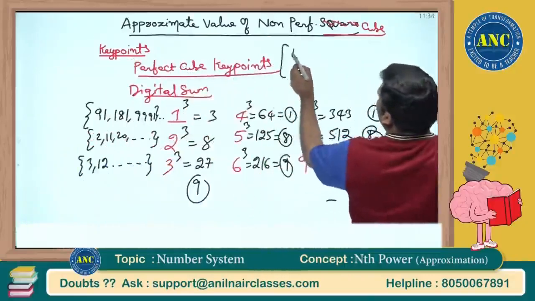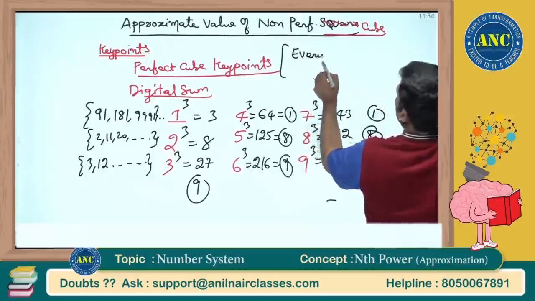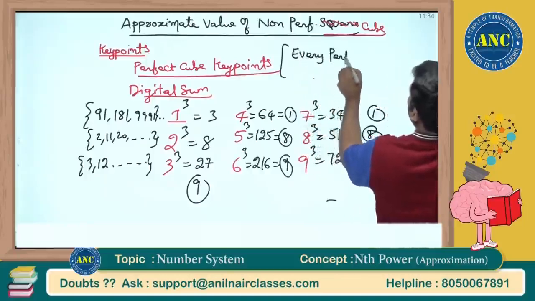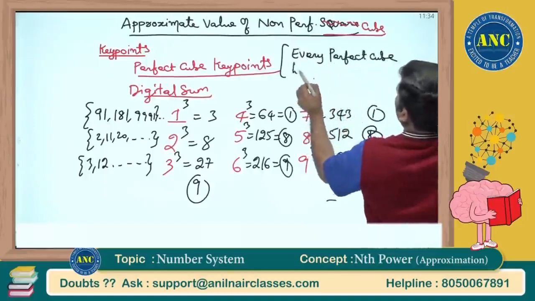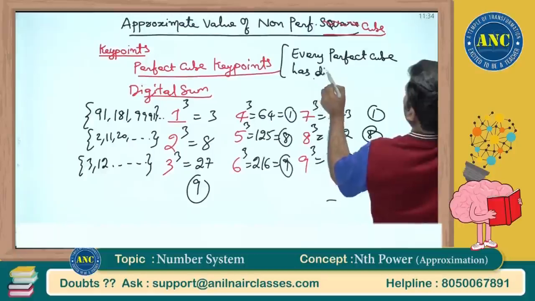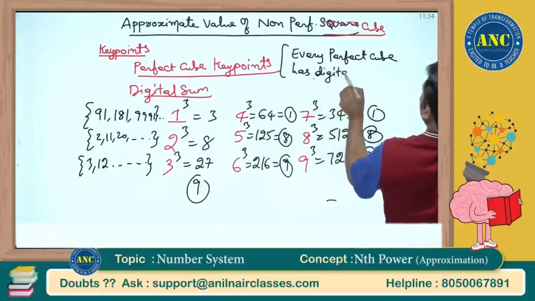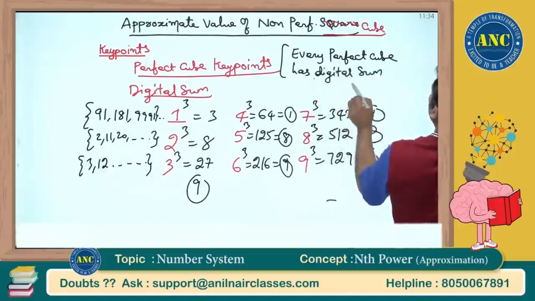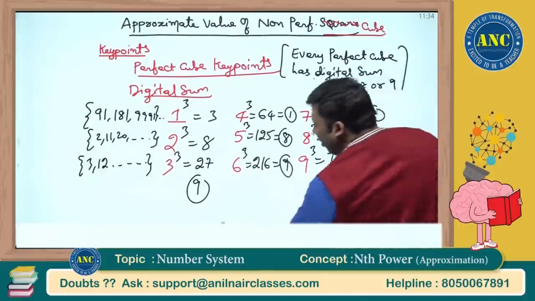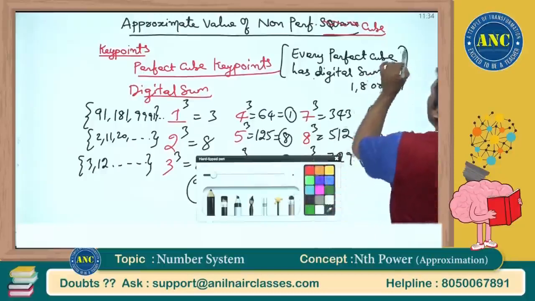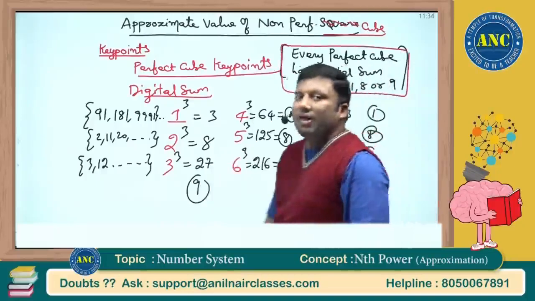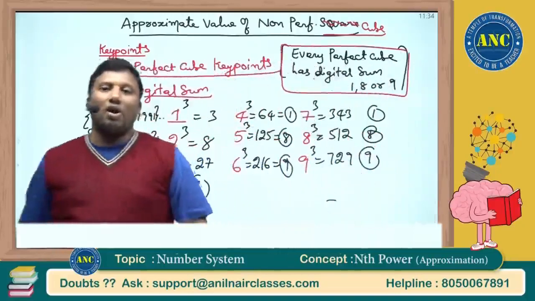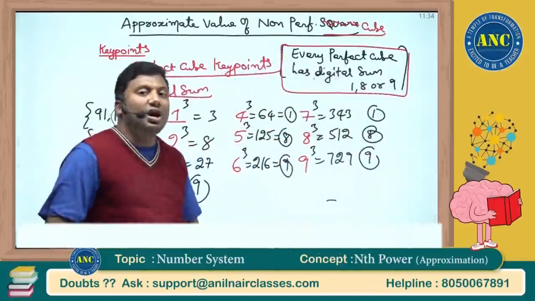We will write down that point. Every perfect cube has a digital sum of 1, 8 or 9. The reverse may or may not be true. If a number is a perfect cube, then the digital sum of that number will always be 1, 8 or 9.